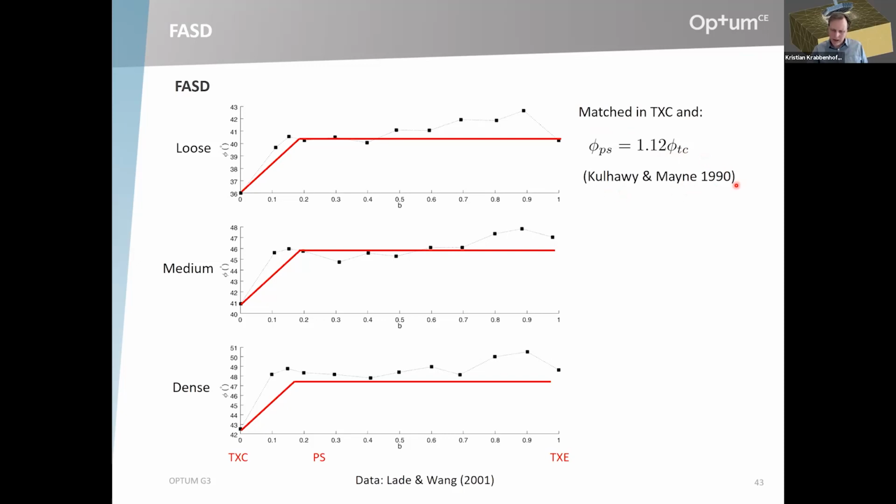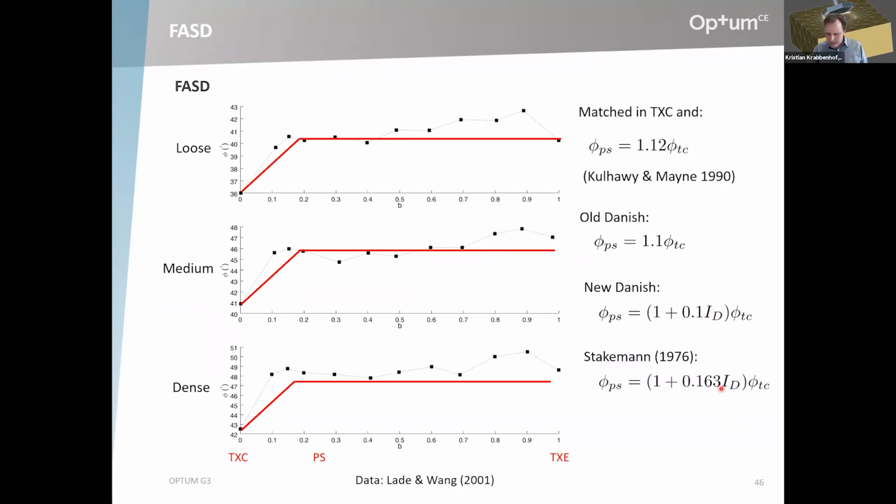This is Kulhawy and Mayne. It's similar to what we could call the old Danish relation, the one Jan and I learned at university. And there's also a new Danish one that's slightly more conservative. It incorporates also the density index, and I believe that's probably inspired by an even older one, which has a different factor here. But even though these four formulas are quite different, there seems to be quite good agreement that the plane strain angle is probably something like, say, 5 to 15% greater than the triaxial angle.